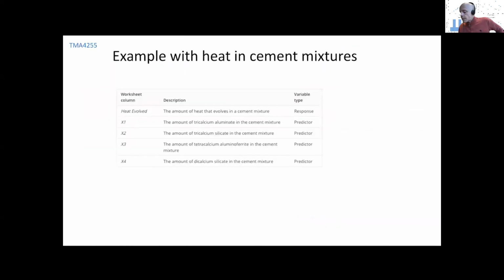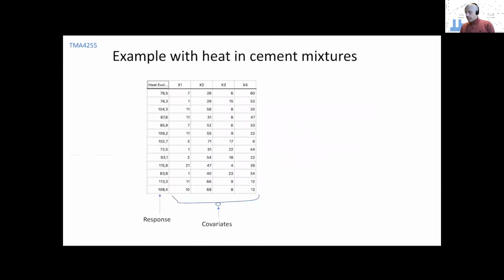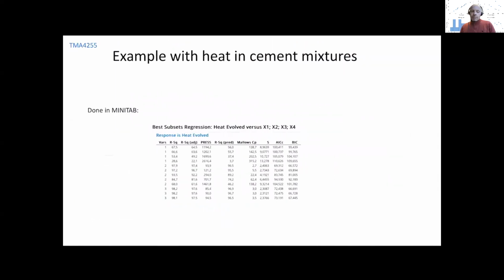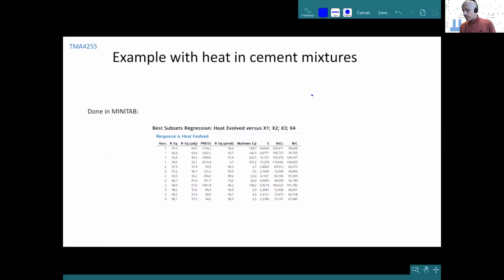Here's an example that is just used to illustrate this. It's heat in cement mixtures, which is important for construction and stability of constructions. There are 4 covariates, 1 response. And then we can compute in Minitab many different outputs and select which model gives you the best fit. And again, we do a comparison of many numbers here.